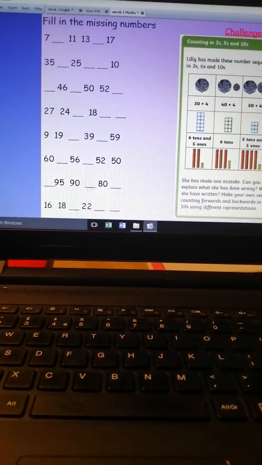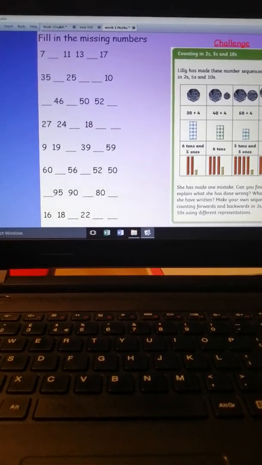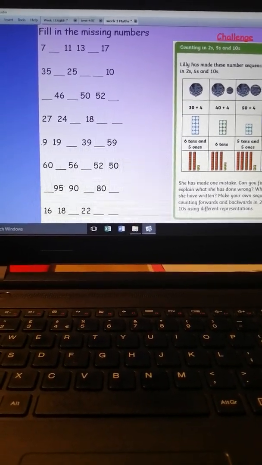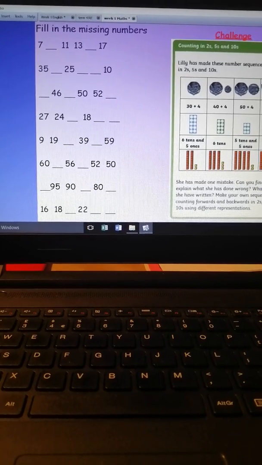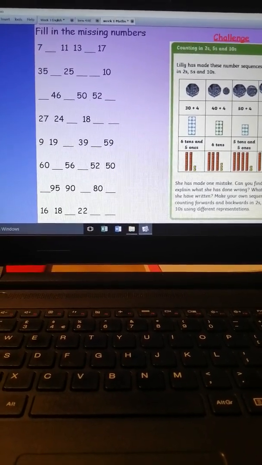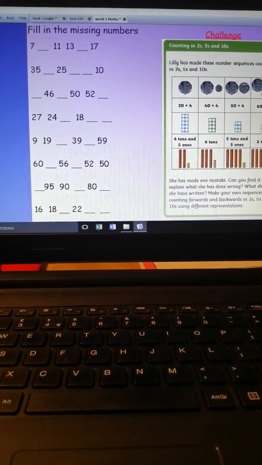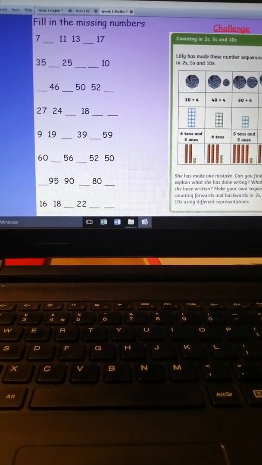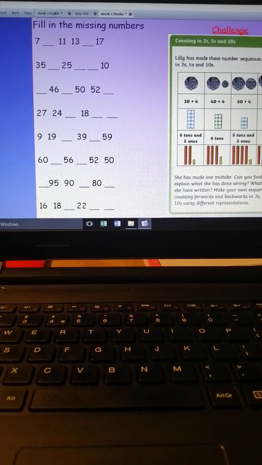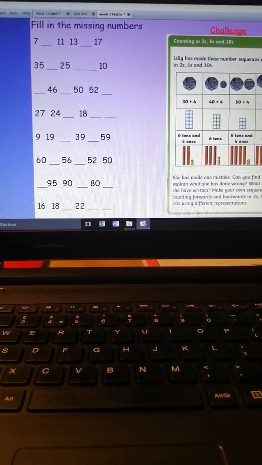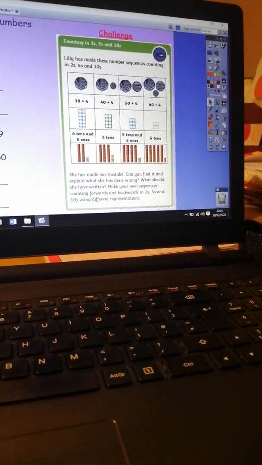So today's challenge is to fill in the missing numbers. So each line has a different pattern. It's adding or taking away the same number each time. So you need to use that pattern to find the missing numbers. Remember to always check first if the numbers are increasing or decreasing. Then when you've finished, you have a word problem challenge to have a go at as well.